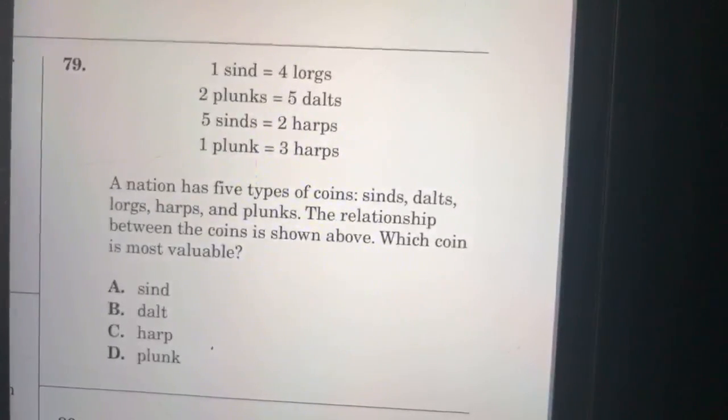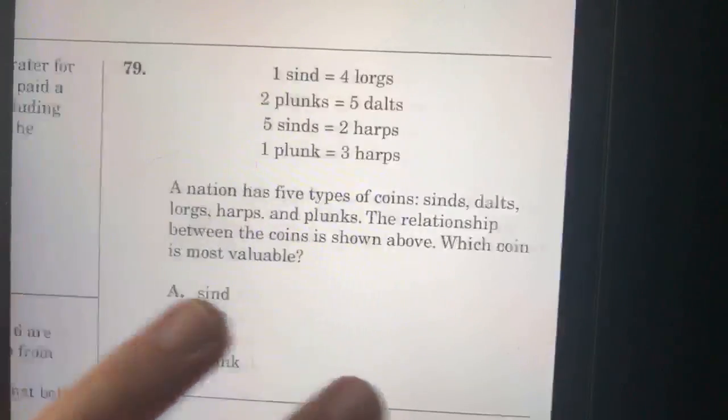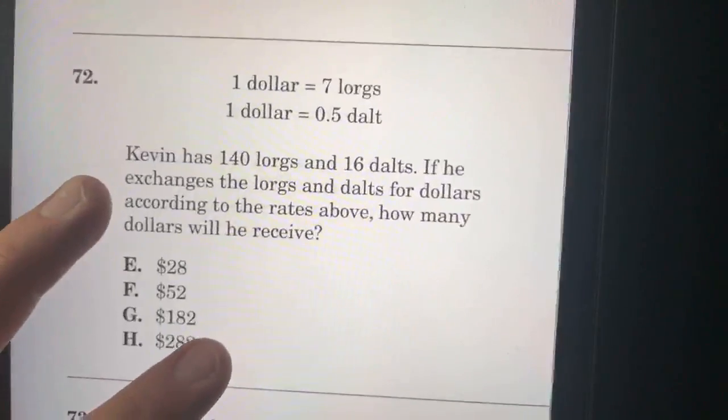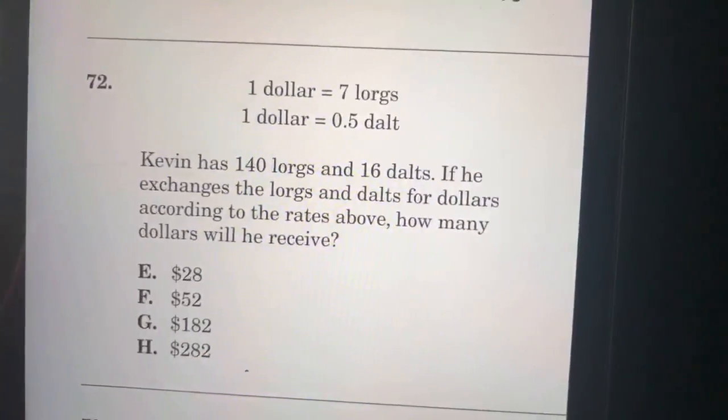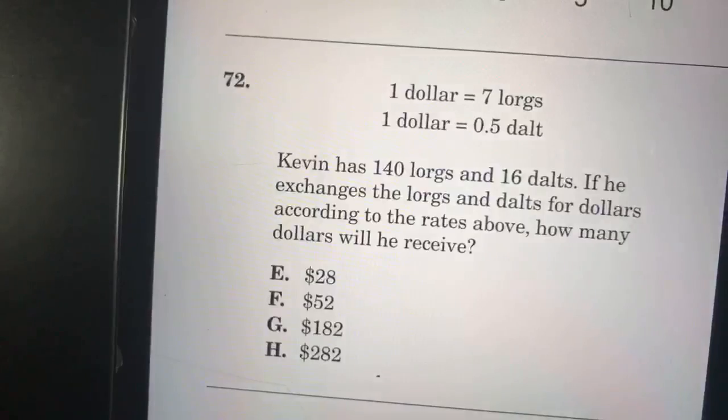Then we have something like this. We have a currency problem where we need to get exact figures, right? It's not just finding which one's more expensive or which one's worth more. We need to figure out exactly how much something is worth. This is pretty close to a real world problem, guys. It is a real world problem. Some people's entire career is just trading one type of currency for another.